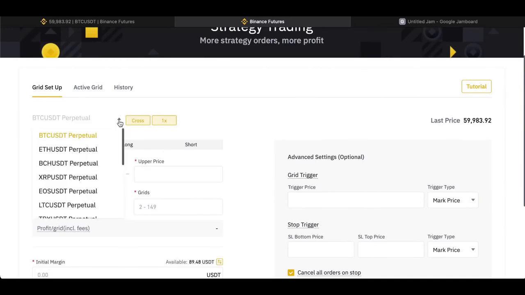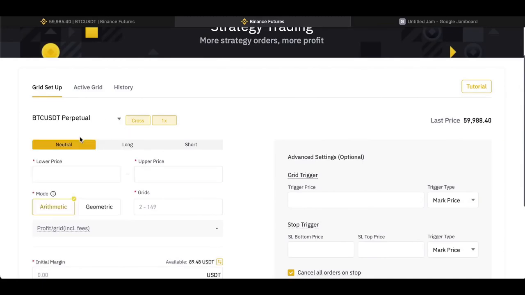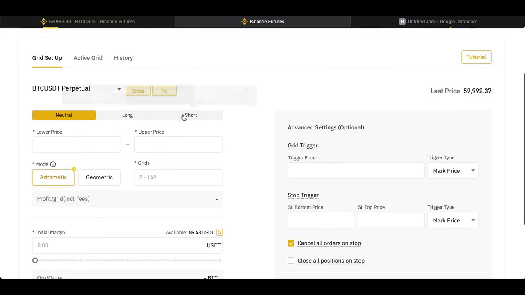First, you can choose the market that you want to trade. So I'm just going to choose Bitcoin, US dollar tether here. And then you have three options. You have neutral, long, and short. Neutral trading strategy is good, like it says, if the market is range bound. So what I've just described for you.